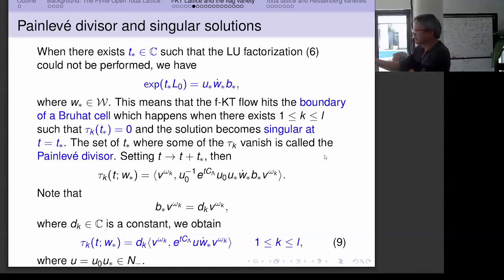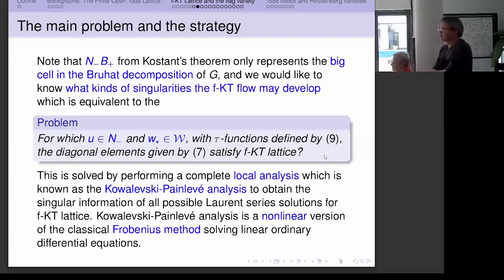Then I want to understand what kind of singularity I will have. Then I have to figure out what this U is and what this W is. So W tells me which Bruhat cell I hit, and U tells me how much I can hit. Maybe I couldn't hit all of them, I can hit only a portion of them. So the problem is that I need to find exactly which U and which W star I can hit. And this is solved by performing a local analysis. I need to do it locally to find all the possible solutions.